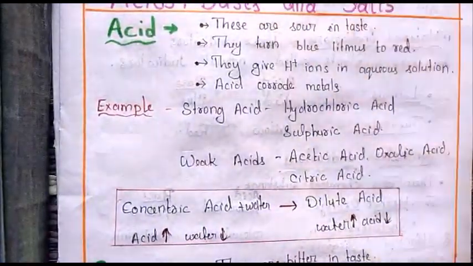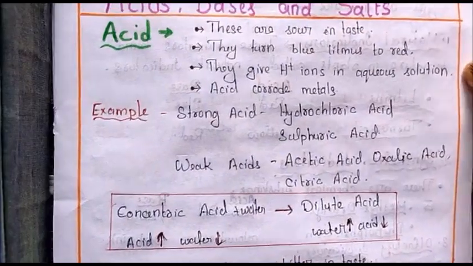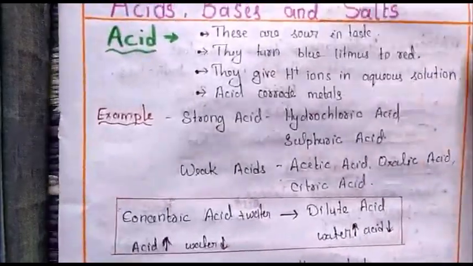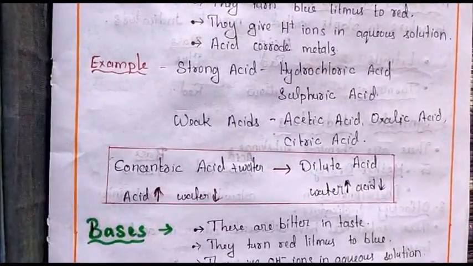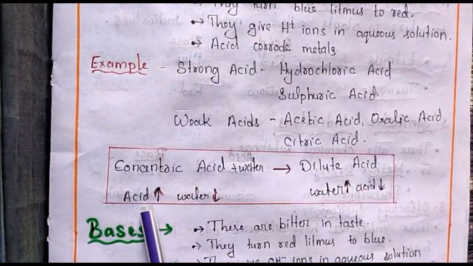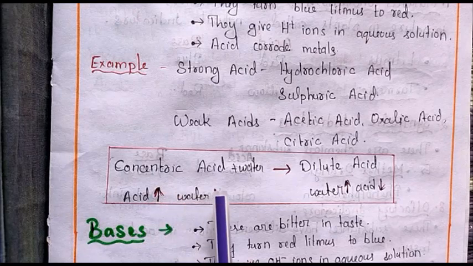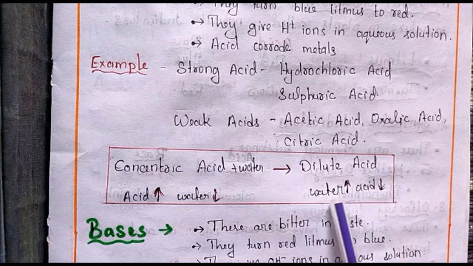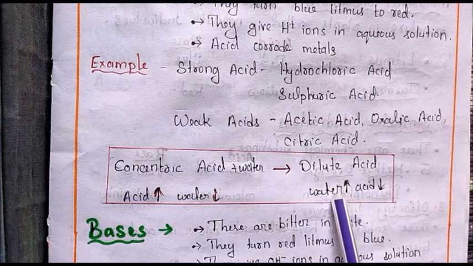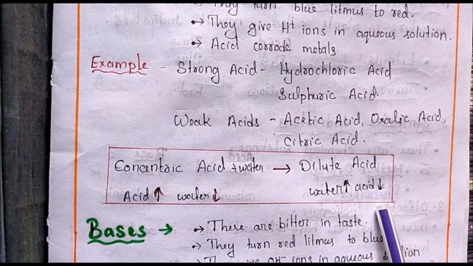Now, concentrated acid and dilute acid. In concentrated acid, what happens? The amount of acid is more and water content is less. And in dilute acid, the reverse happens: water content is more and acid content is less.